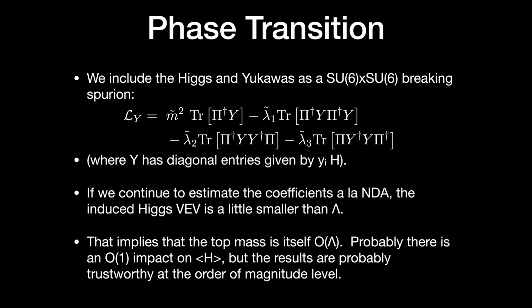If you continue to estimate the coefficients using naive dimensional analysis, the induced Higgs VEV turns out to be a little bit smaller than lambda QCD. That implies that the top mass that gets induced is itself of order lambda. So whether it really belongs in the effective theory description or not is kind of questionable. I'm sure that that probably has an order 1 impact on the actual VEV of the Higgs that's induced. But the results are probably okay at the order of magnitude level.